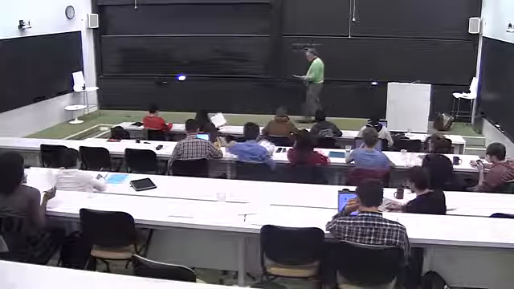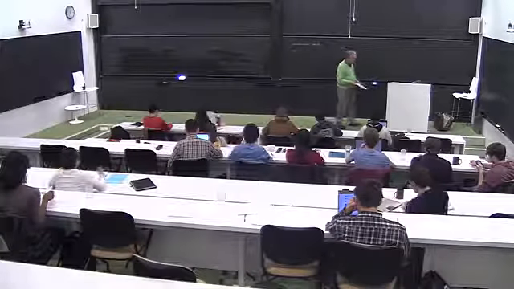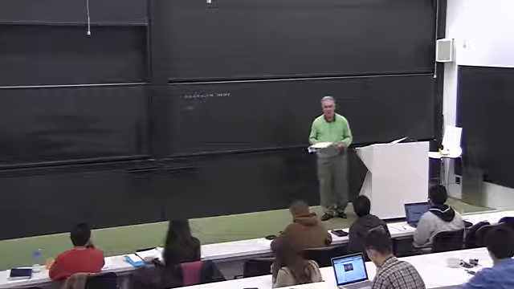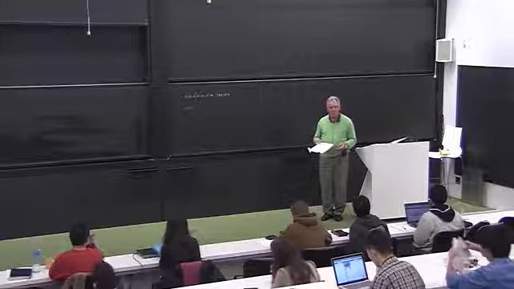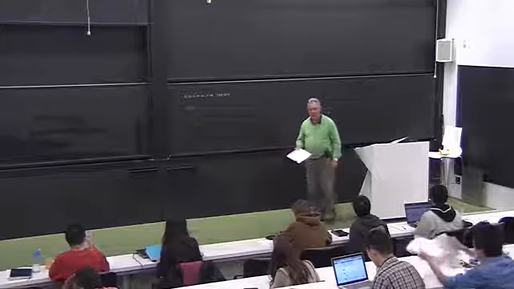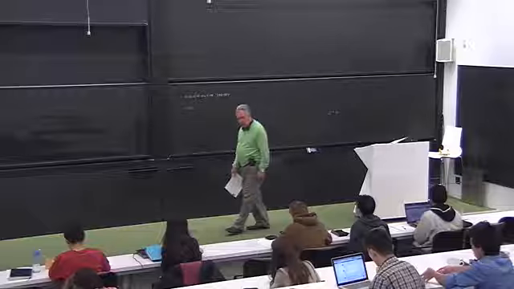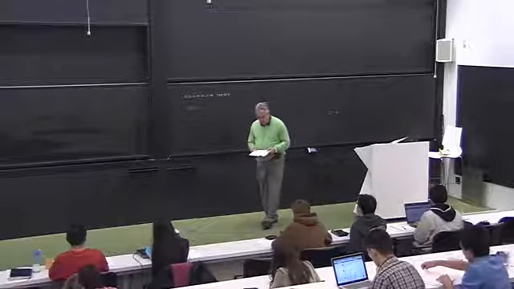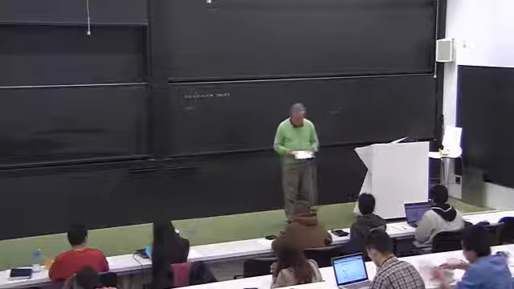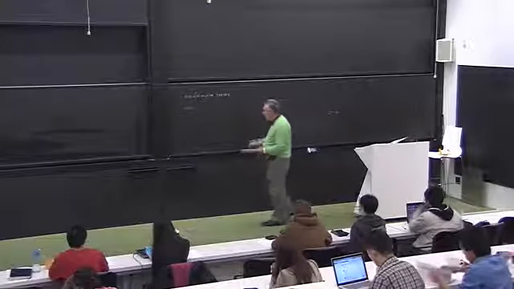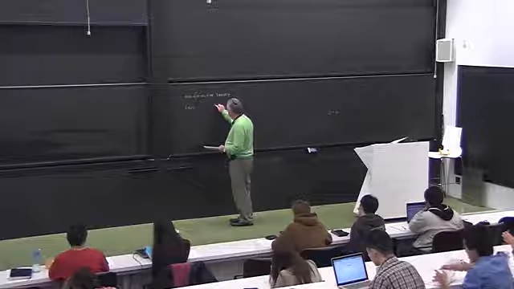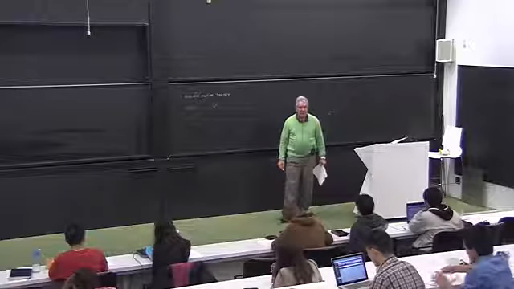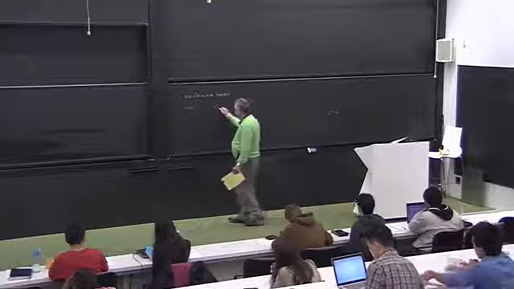Kaluza had the idea of unifying gravity with electromagnetism, which at the time were the two forces that were best understood. The strong and weak nuclear forces weren't very well understood. So it was natural to ask, is there a unified description of gravity and electromagnetism? And he had a wonderful idea. He said, let's take the four coordinates of Einstein's space-time and add a fifth coordinate.